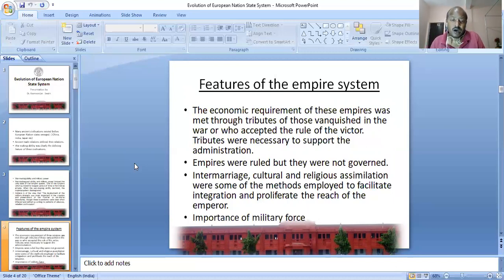Intermarriage, cultural and religious assimilation were some of the methods employed to facilitate integration and proliferate the reach of the emperors. And again, the importance of military force, which I have consistently said were the cardinal features of the empire system.